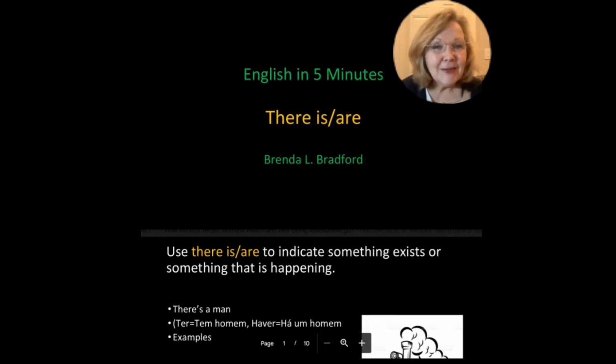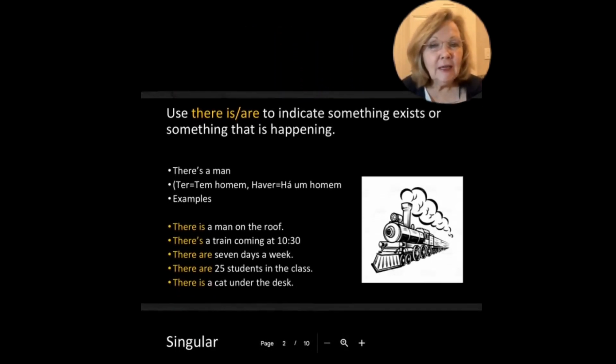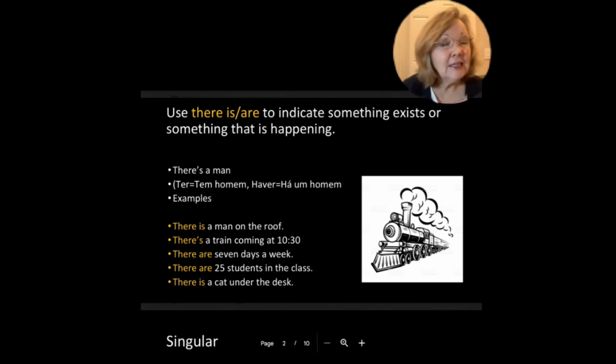We're going to talk about an English concept in English in 5 minutes to help you with your English proficiency. We are going to learn about there is and there are. We use there is and there are to indicate something exists or something that is happening. For example, there's a man. In Portuguese, you would use the verb ter or haver, tem homem or há homem.